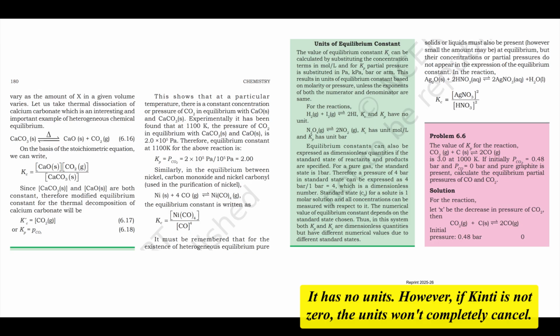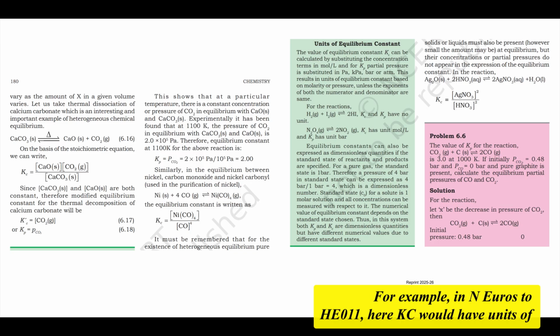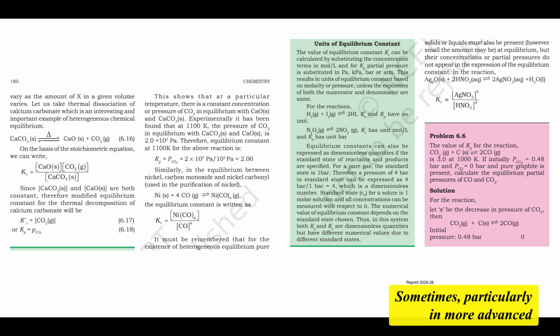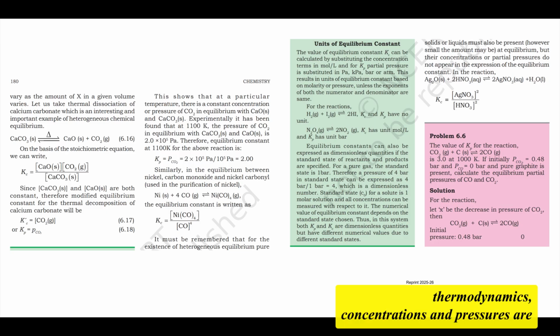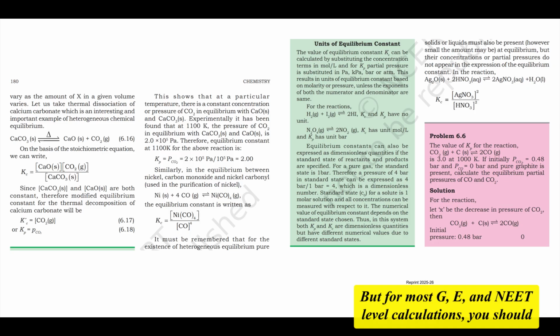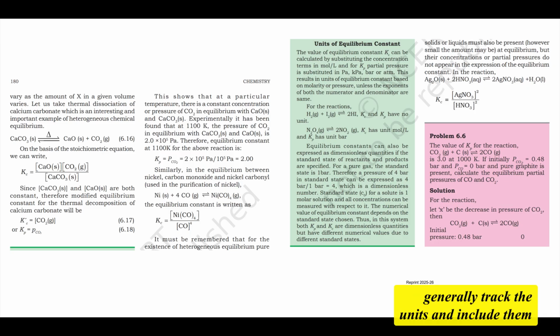It has no units. However, if Δn is not 0, the units won't completely cancel. For example, in N2O4 ⇌ 2NO2, here Kc would have units of mol per liter, and Kp would have units of bar. Sometimes, particularly in more advanced thermodynamics, concentrations and pressures are expressed as ratios relative to a standard state, like 1 M or 1 bar, which makes the equilibrium constants formally dimensionless. But for most JEE and NEET level calculations, you should generally track the units and include them unless Δn is 0 and they clearly cancel out.